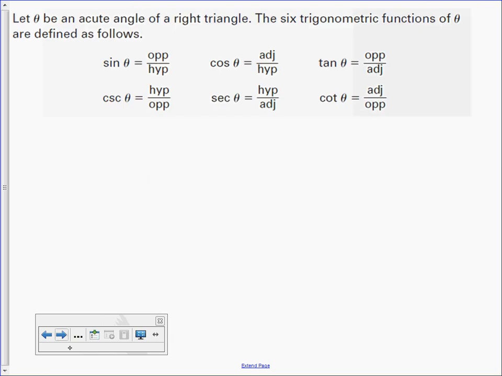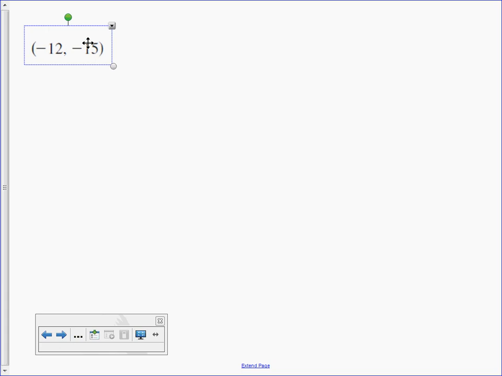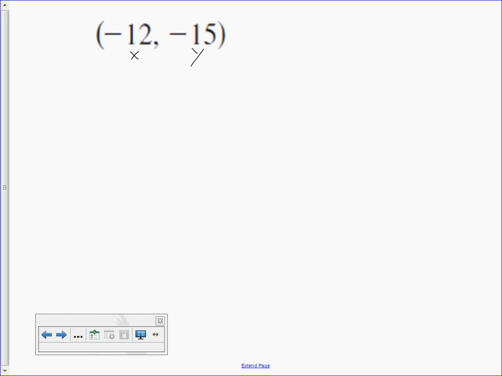The only trick with this is going to come into play when you have to worry about an r value that gives you a square root. For example, I have an ordered pair of negative 12 and negative 15, so my x value is negative 12, my y value is negative 15. So the r value is going to be the square root of 12 squared plus 15 squared.